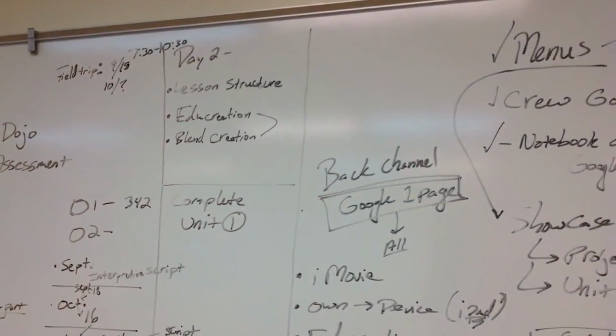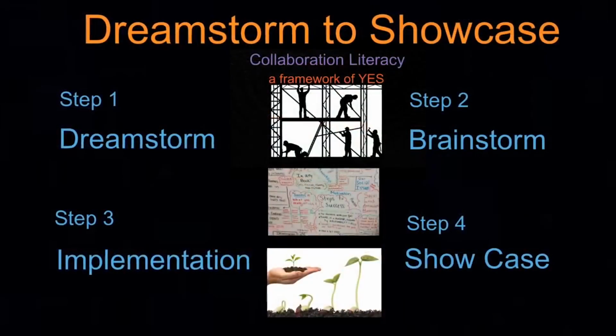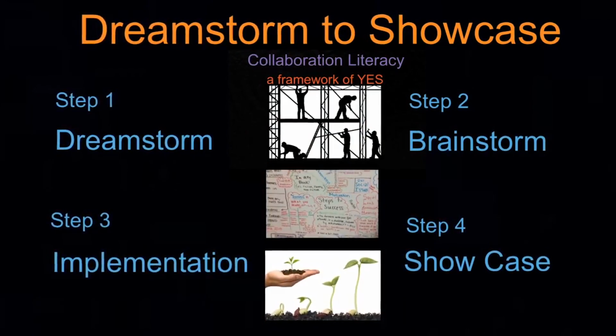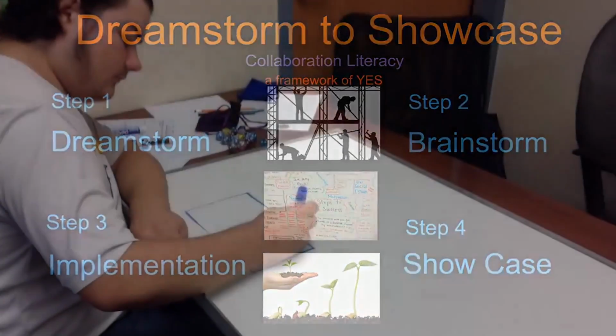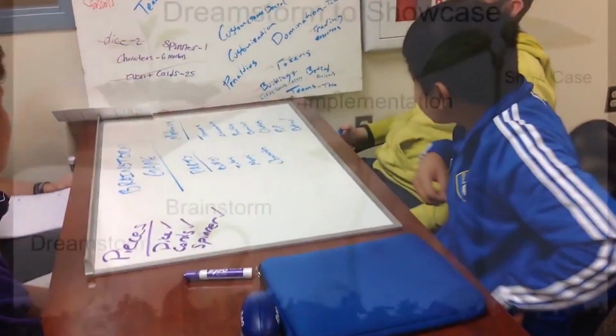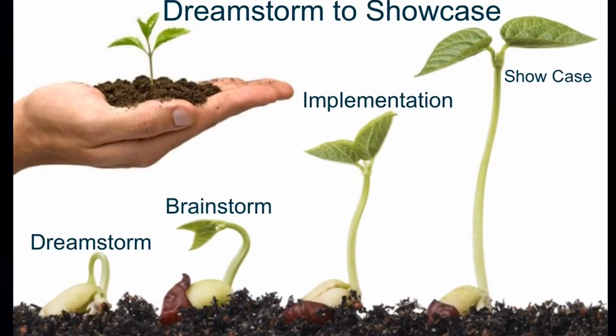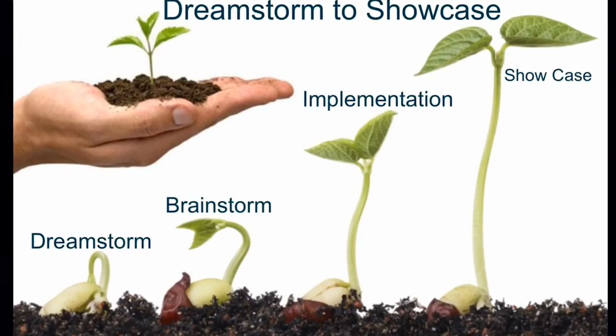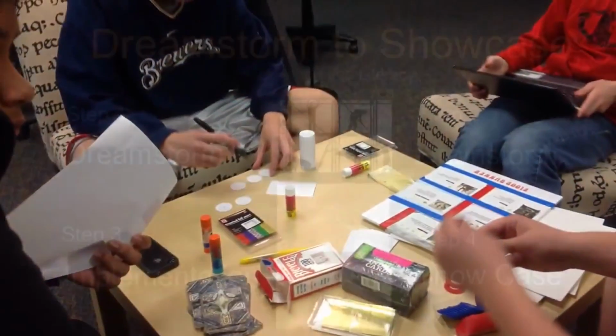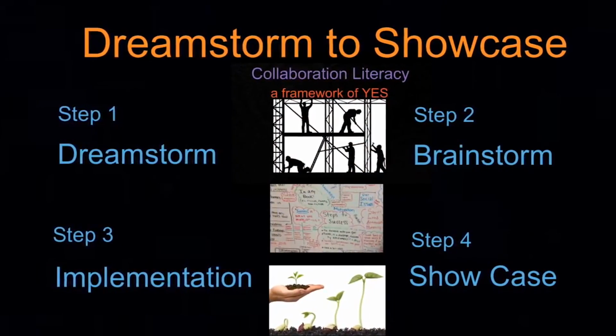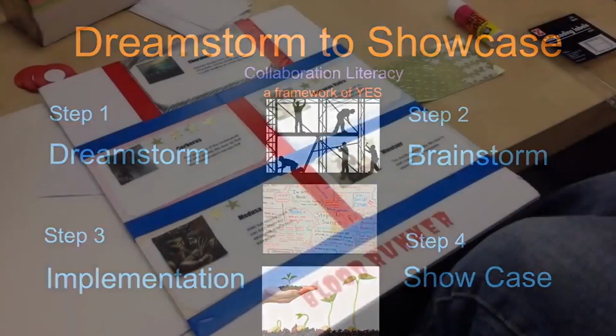I would like to introduce the term Dreamstorm. A Dreamstorm is actually the first step in a 4-part system for creating and showcasing new ideas. Typically, we say, let's start with a brainstorm, but actually the brainstorm is the second step in this process. The first step is called a Dreamstorm, and it can harness the true power of collaboration. The 4 areas we will explore are Dreamstorm, Brainstorm, Implementation, and Showcase.